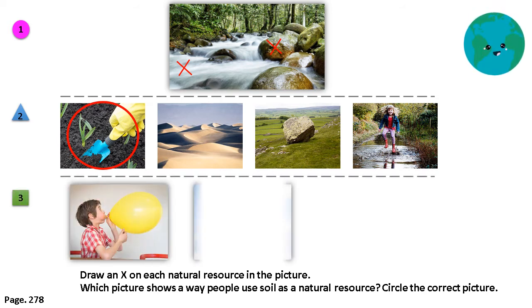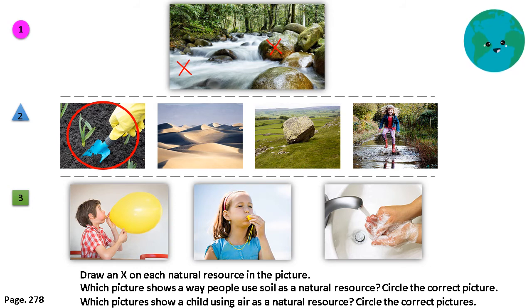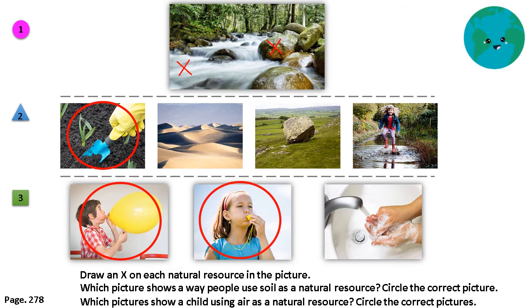Now, for our last part, which is part 3, we have to take a look at these 3 pictures below and to answer the following question. Which pictures show a child using air as a natural resource? Circle the correct pictures. Well done! Let's circle the first picture, which shows a child blowing up a balloon. And then let's circle the second picture, which shows a child blowing a whistle.